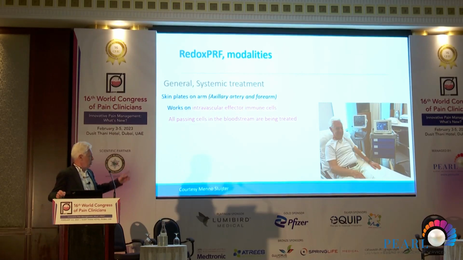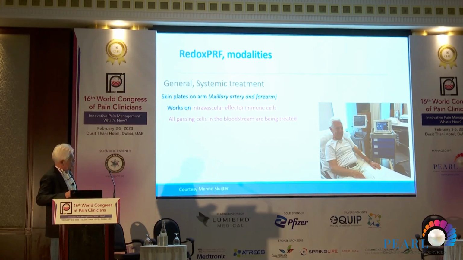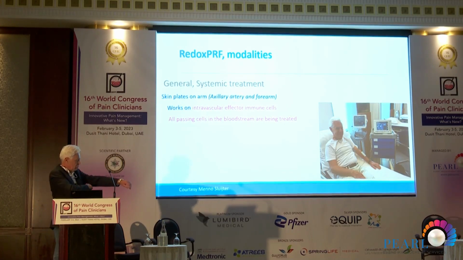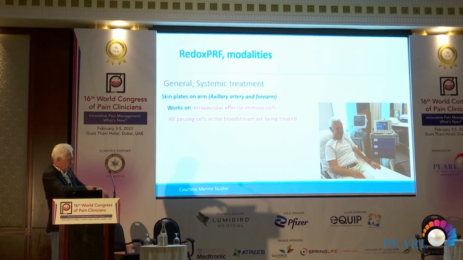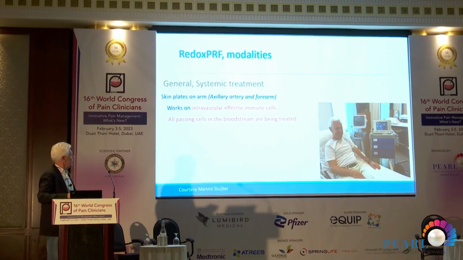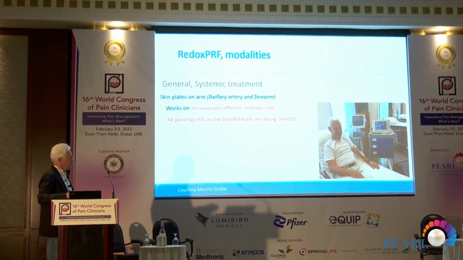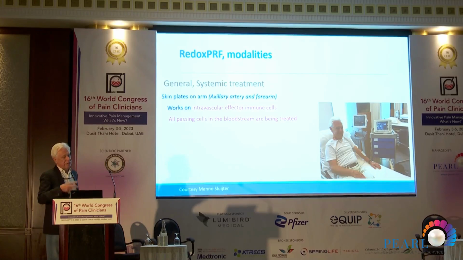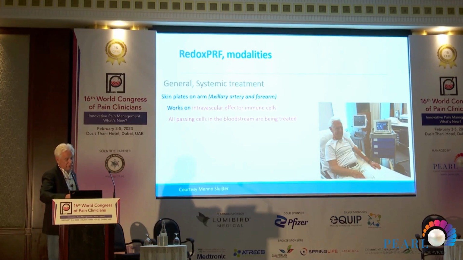After 4 days, I had contact with Menno, and he said, you have to do the general pulsed RF, which means that you have an electrode on your axillary artery and one on your underarm, and you then do 20 minutes of PRF, and it works on intravascular effector immune cells. So all passing cells are being treated, and they come all over the body, of course. And after 1 hour, my paralysis was over. There are several patients who had the same experience. So I was glad to have it.